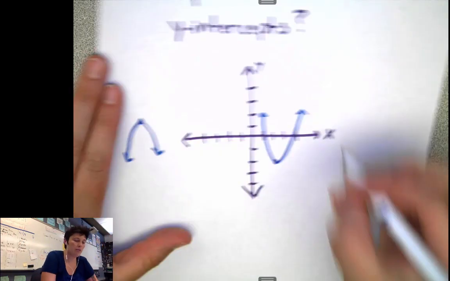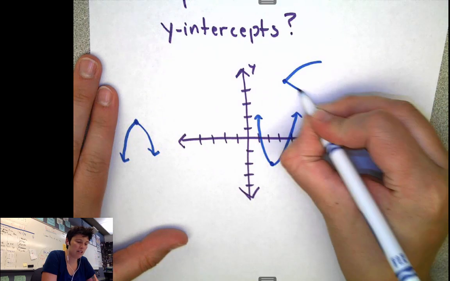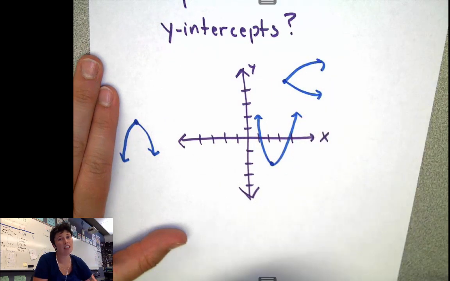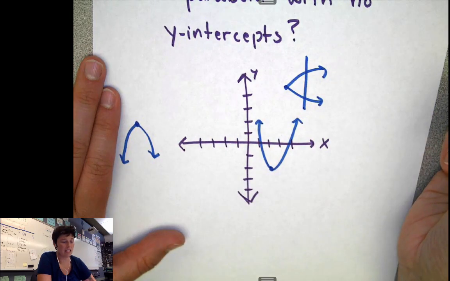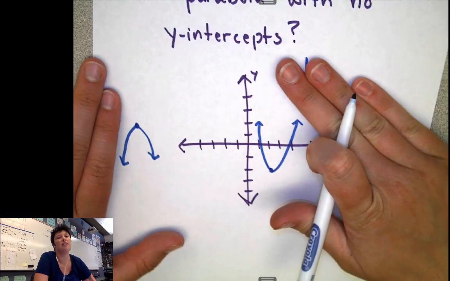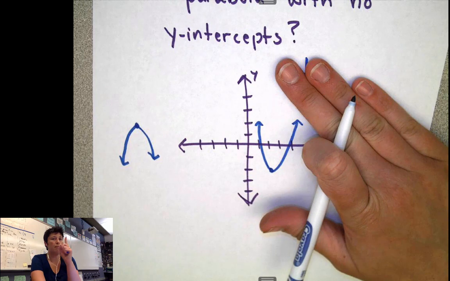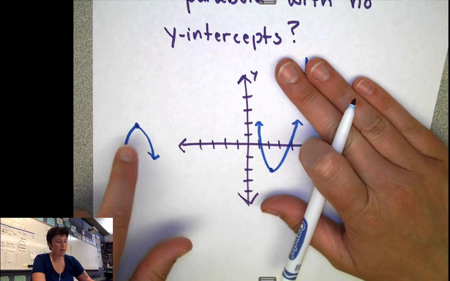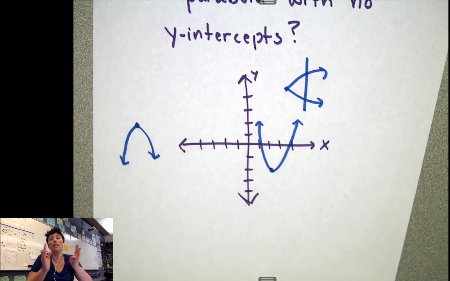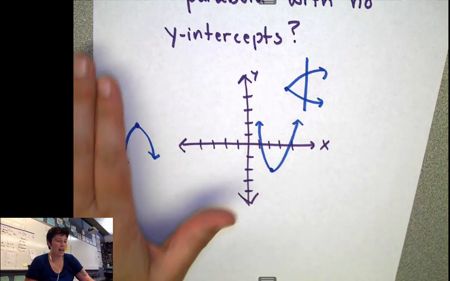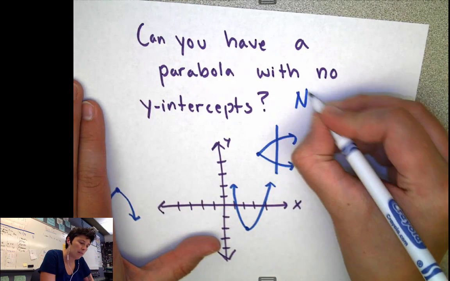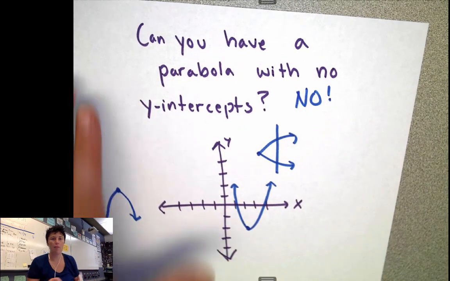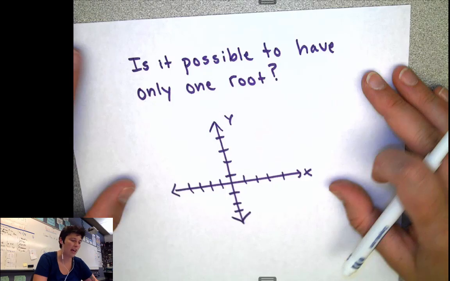Now, if you tried to argue, well, what if the parabola does this? Well, that's not a parabola. In fact, vertical line test says that fails the vertical line test. That does not count as a parabola example. Parabolas only point up or down. So no matter what, up or down, as it widens, it's got to touch the y-axis. So can you have a parabola with no y-intercepts? No, that's not even possible. Not possible. Okay, so last one, and then this will be the end of our video today.